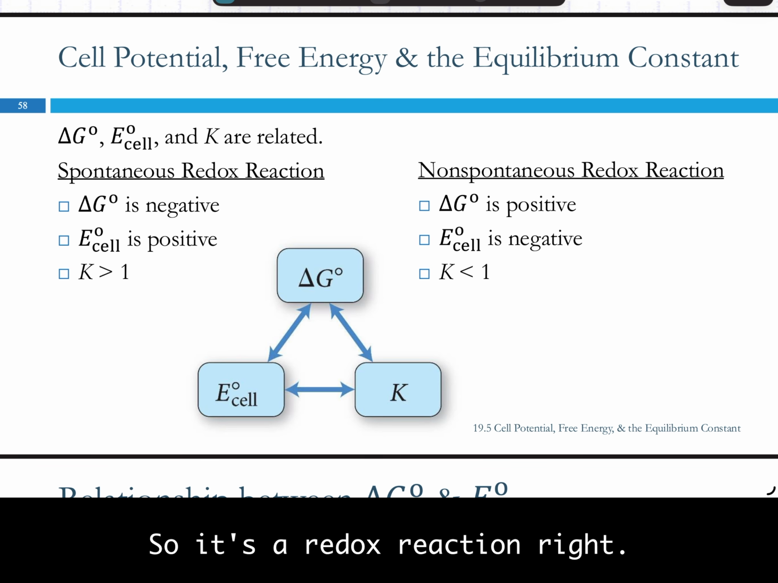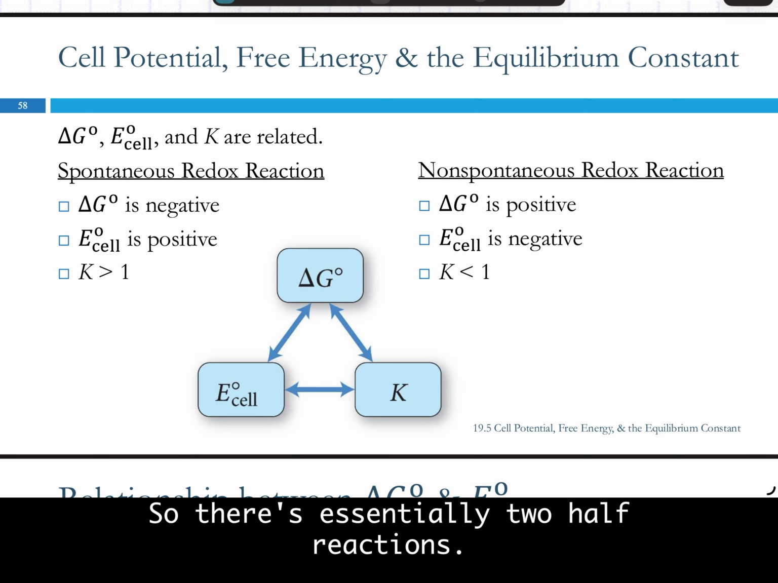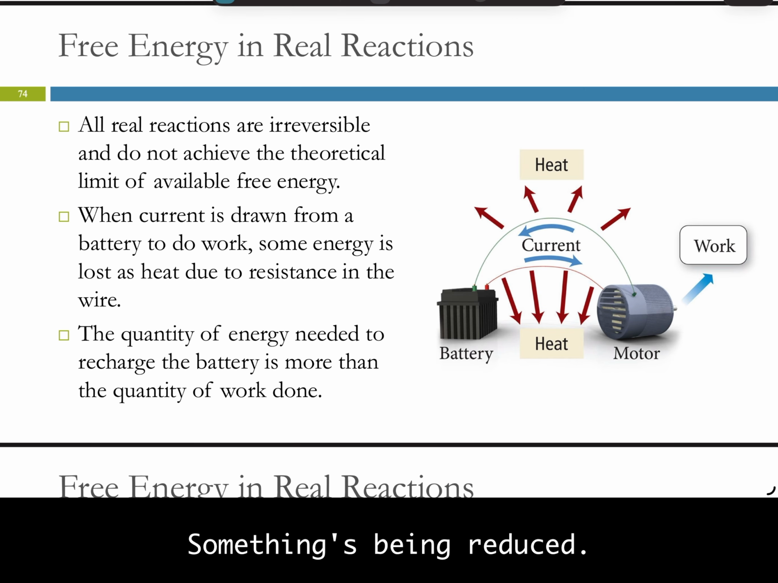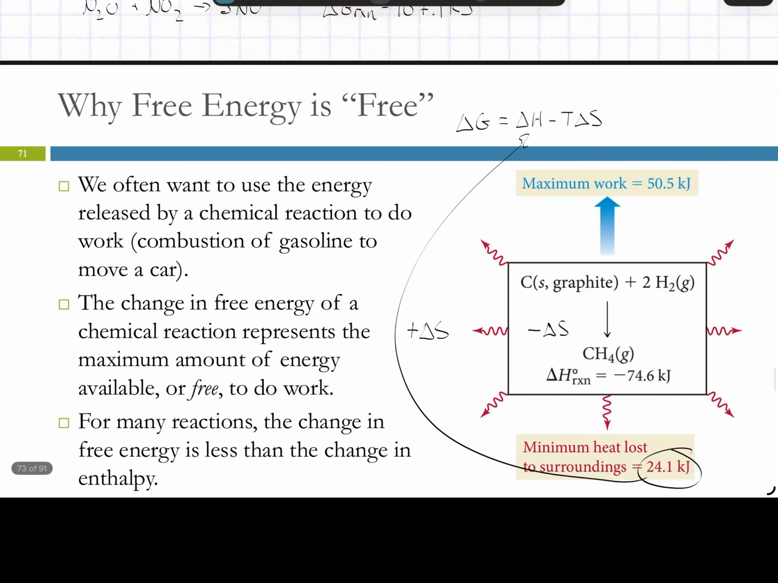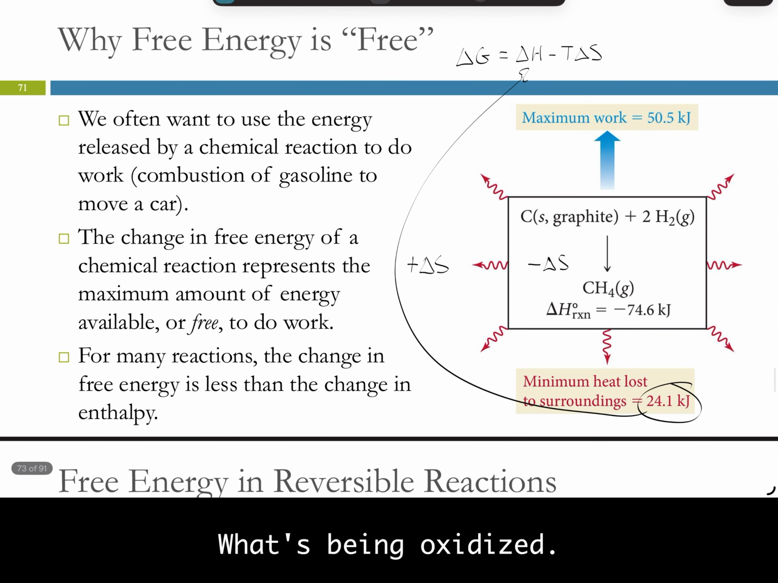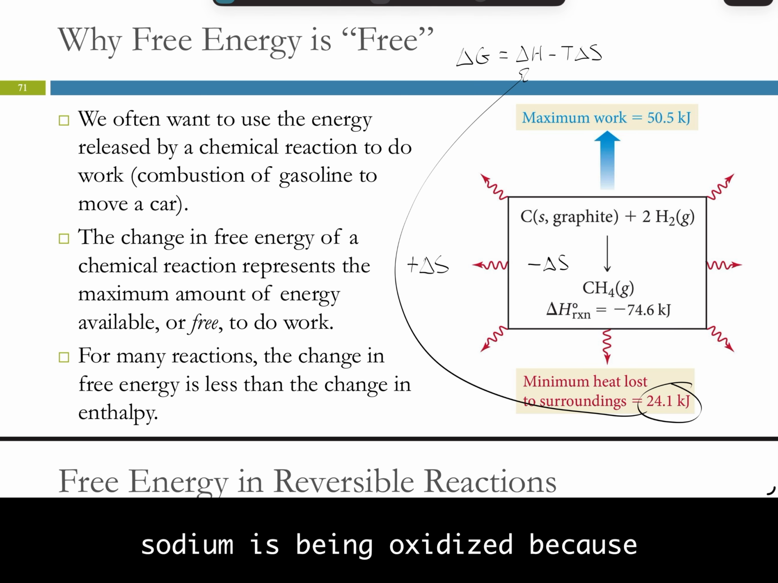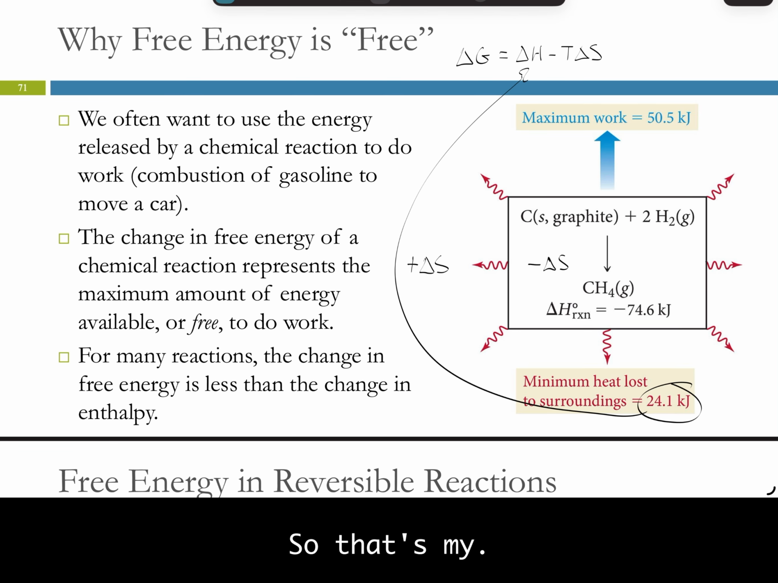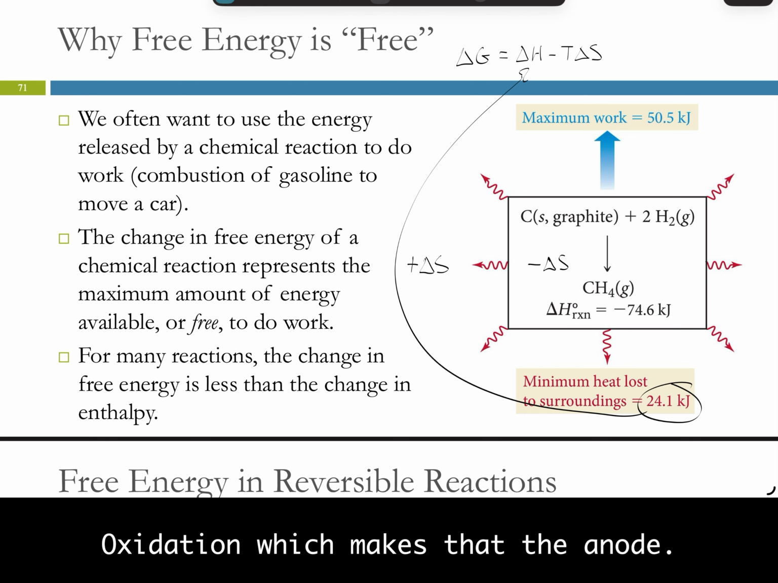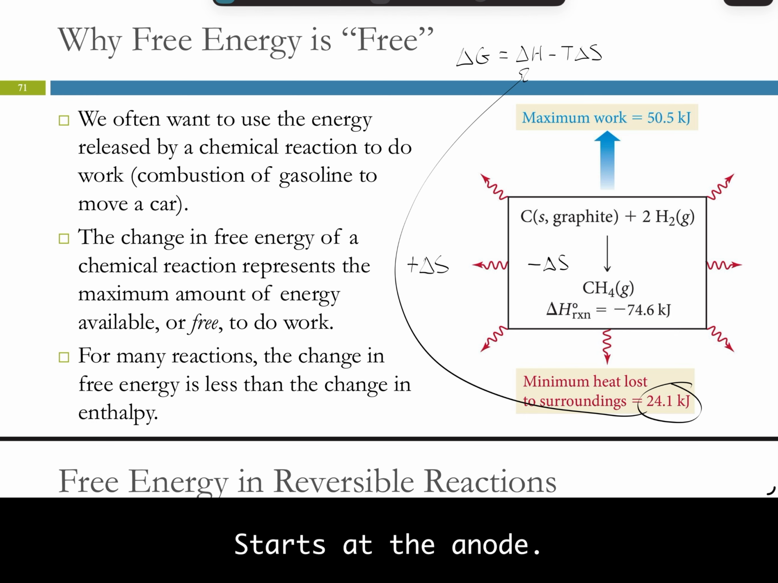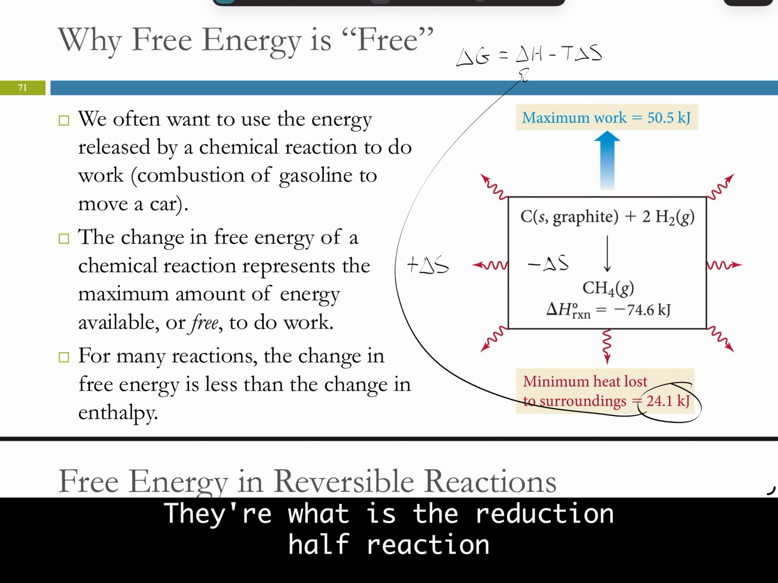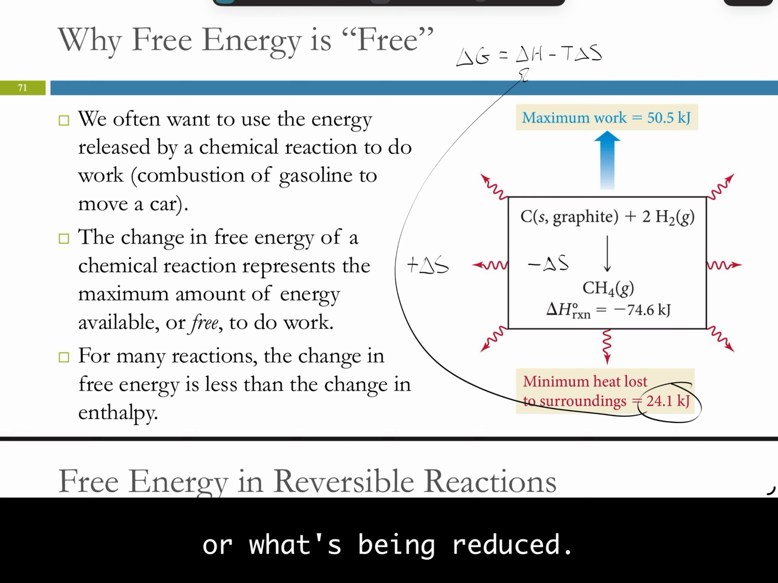Right, cathode and anode. So it's a redox reaction, exchanging electrons. So there are essentially two half reactions. Something's being oxidized, something's being reduced. What's being oxidized? Sodium's being oxidized, because here it's 0, here it's plus. So that's my oxidation, which makes that the anode. Electrons are lost there. What is the reduction half reaction? Or what's being reduced?